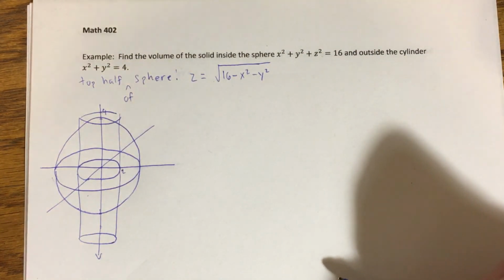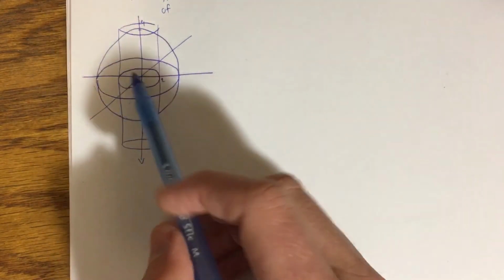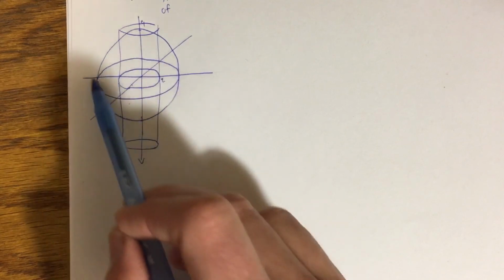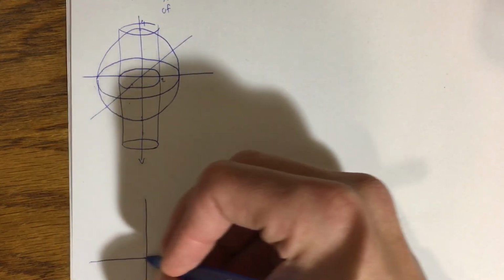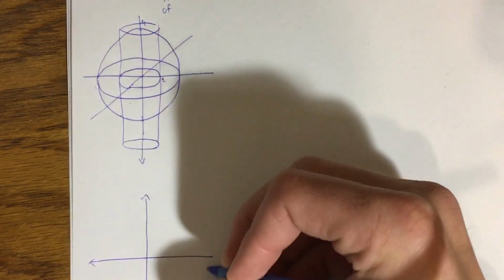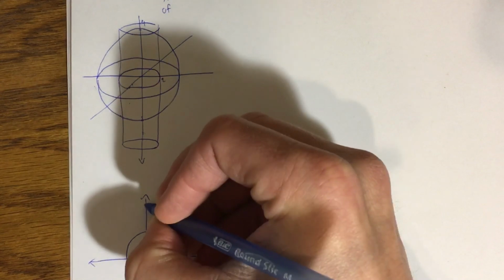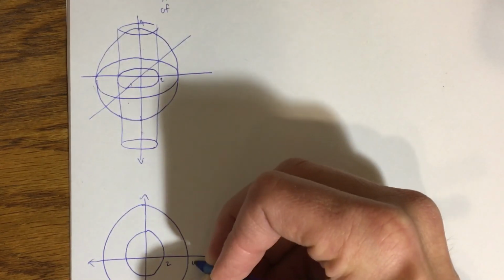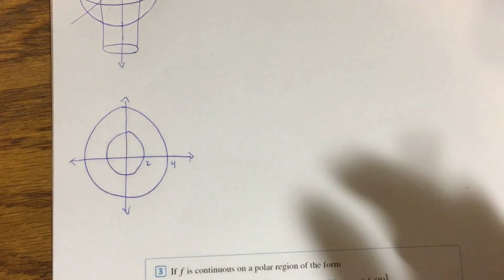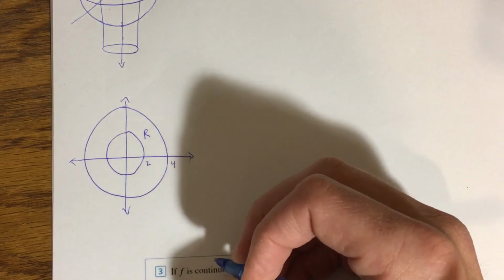Okay, so in order to do this, we need to know what region we're integrating over, and you can see in my xy plane I have this annulus, this thing that looks like a ring. So I'm going to sketch that separately in the xy plane. One circle has a radius of 2. The other circle has a radius of 4. Okay, and that's the region R, we're calling it R here, that I want to integrate over.